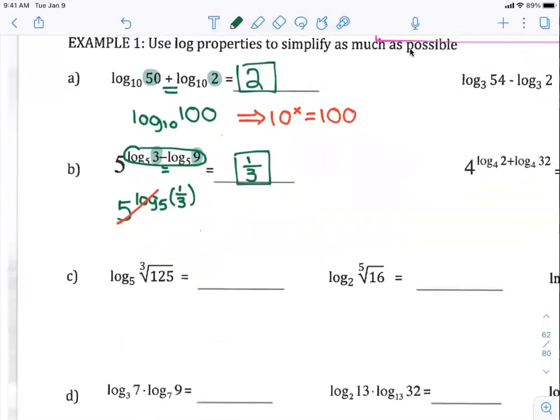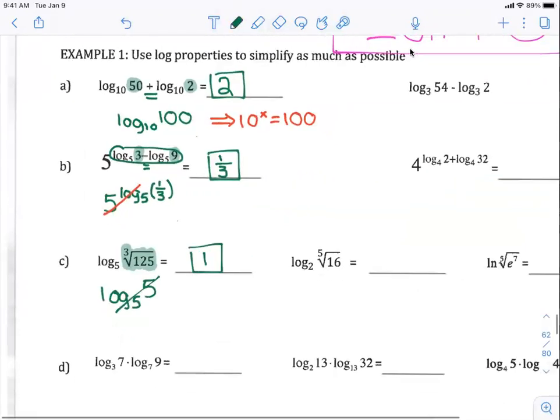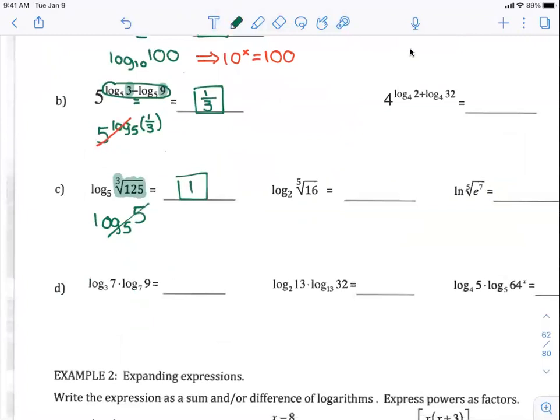Part C, I'm going to go ahead and simplify here. The cubed root of 125 is 5. That's something you should just know. And then notice, since it's log base 5 of 5, that's just going to equal 1. That was our first rule. All right, we're just cruising along here.